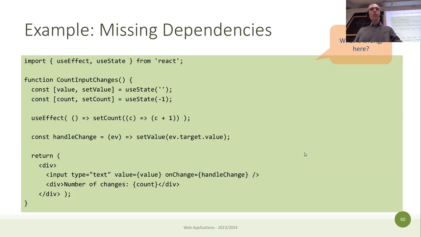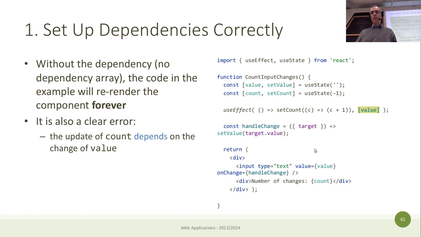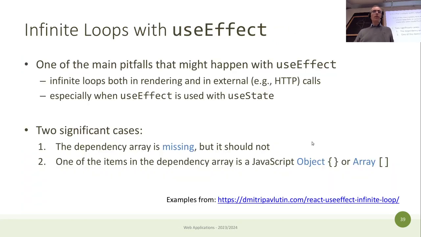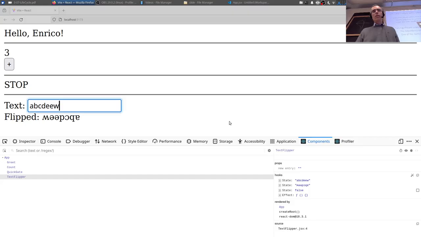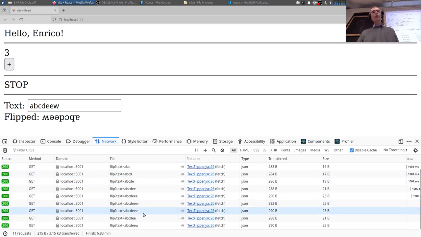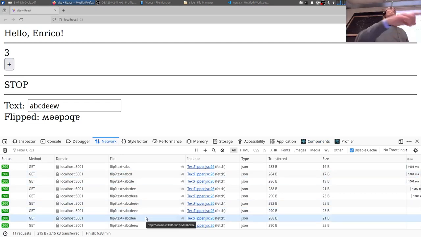Okay, beware of the infinite loops with use effects. And then we will code a little bit after a few slides, okay? So, infinite loops. You need to be careful, but I mean, during development, you will notice this, okay? Well, the dependency array is missing, but that's the easiest one. You open the network tab, and you will see that it doesn't stop. Okay, so typically in the use effect, you have a request towards the server. You forgot the empty array, and you know this.